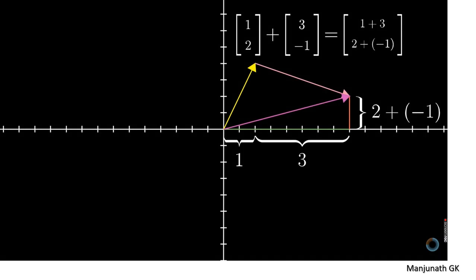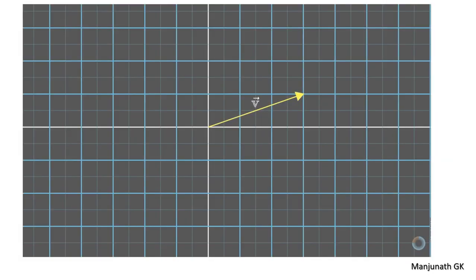That we see here. So move that second vector. It should touch the head of the first vector, and draw one more vector starting from the tail of the first vector, and it should reach the head of the second vector. As a result, we can observe here 3 plus 1 is 4, 2 minus 1 is 1. That is the added result of these two vectors here. This is called vector addition.